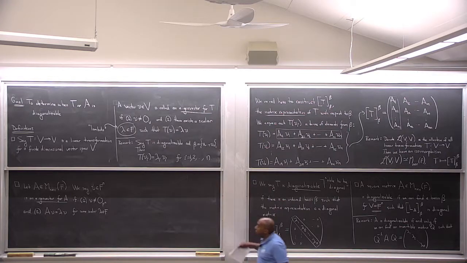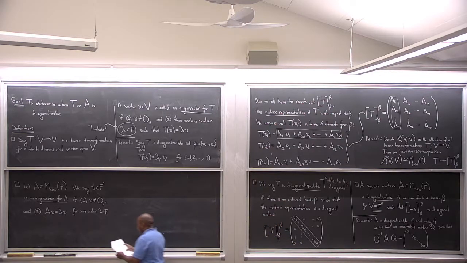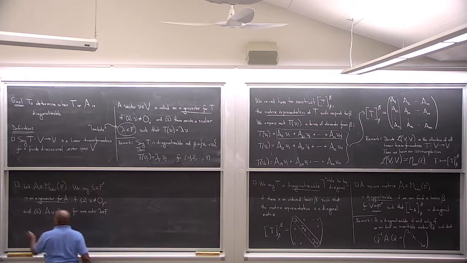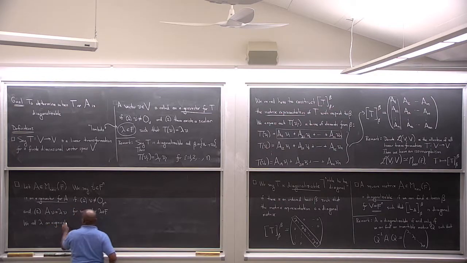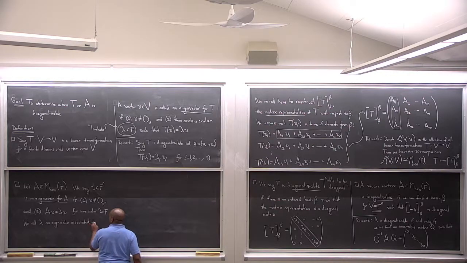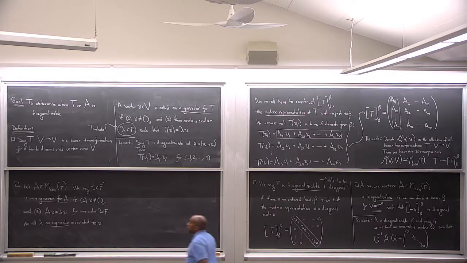I didn't say this up here really for the sake of space, but this lambda has a name as well. Lambda is called an eigenvalue. In fact, it's the eigenvalue associated to this vector v. All right, so we have this concept of an eigenvector and this concept of an eigenvalue.